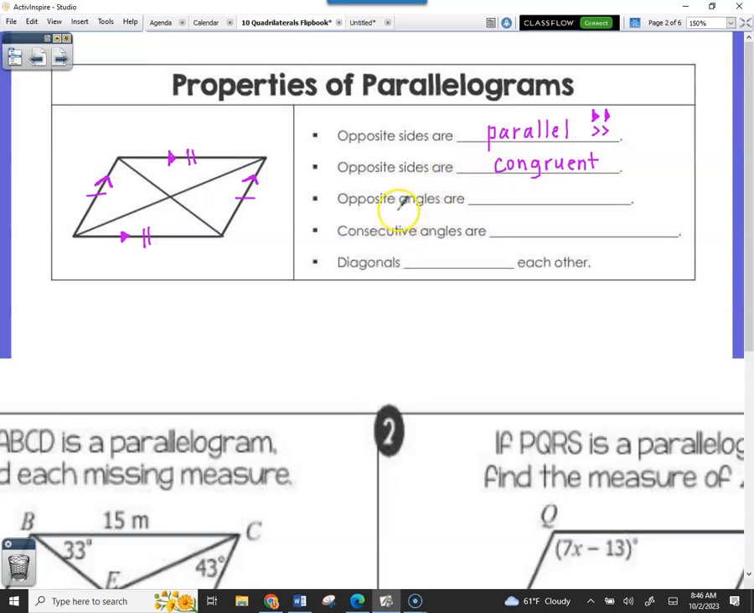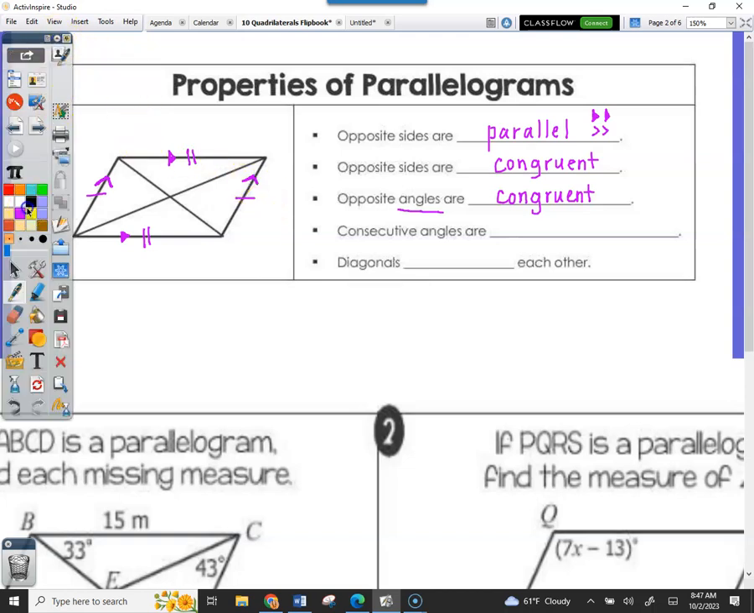Opposite angles are also congruent. Now, this one's a little harder to demonstrate in our picture. So it might be helpful if you can change to a colored pen so it sticks out. Here's what I mean by that. Let me change to blue so you can see what I'm talking about.